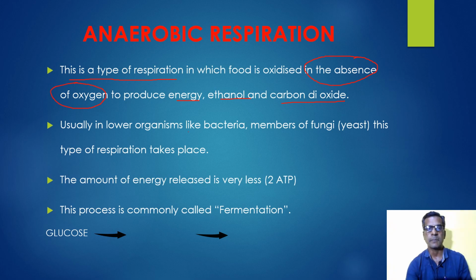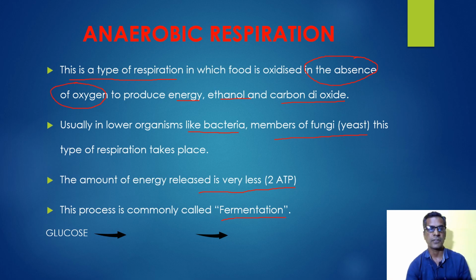In which organisms does this type of respiration take place? For example, in some bacteria and in some members of the fungi, especially yeast, we can notice anaerobic respiration. In anaerobic respiration the amount of energy released is very less. Theoretically, only 2 ATP of energy is liberated. Dear students, this anaerobic respiration is commonly called fermentation.